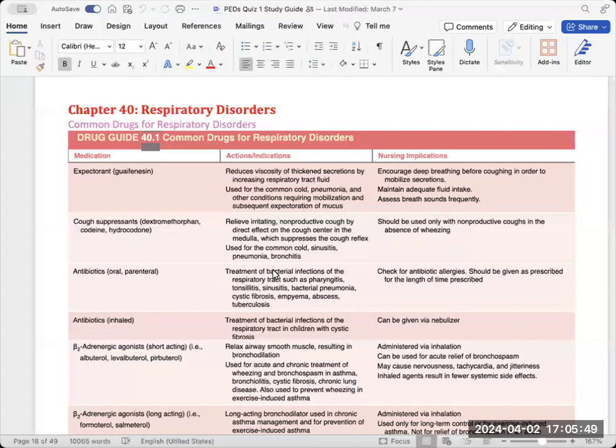Okay, so today we're going to go over just a bunch of different systems, whatever we can get through. But I'm going to start with respiratory disorders.